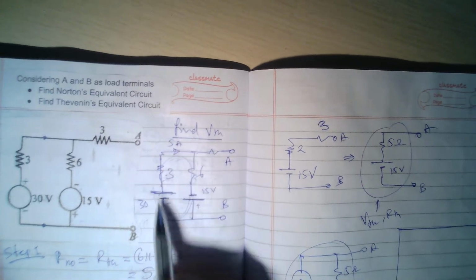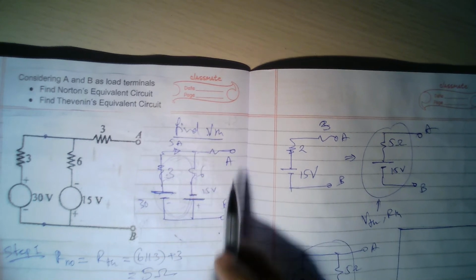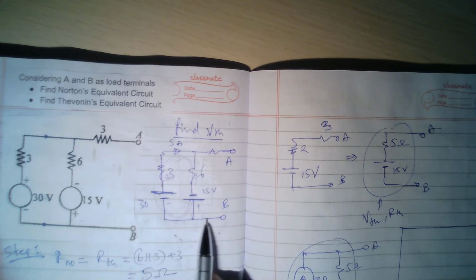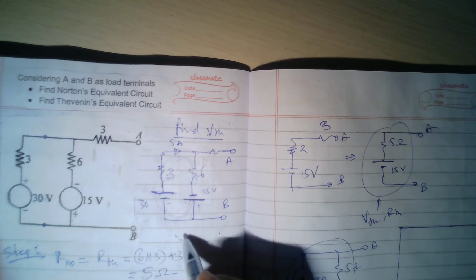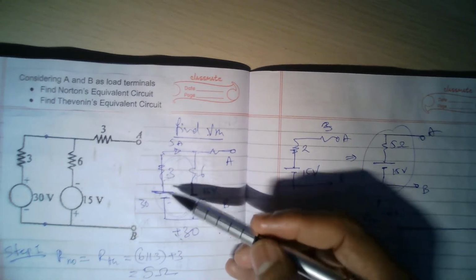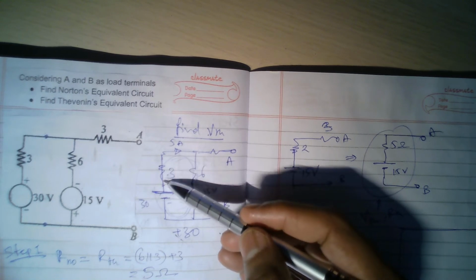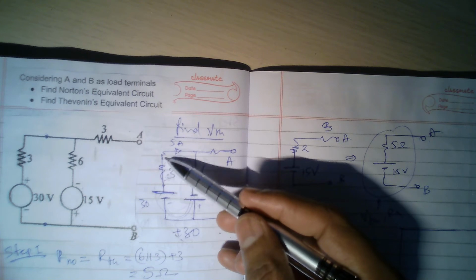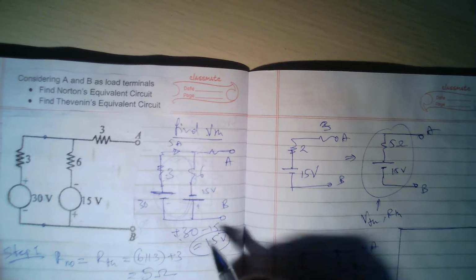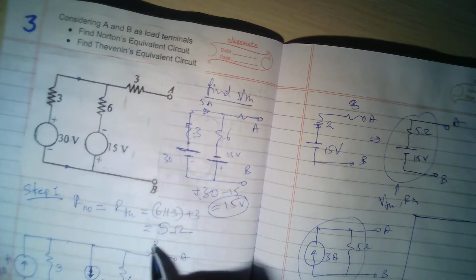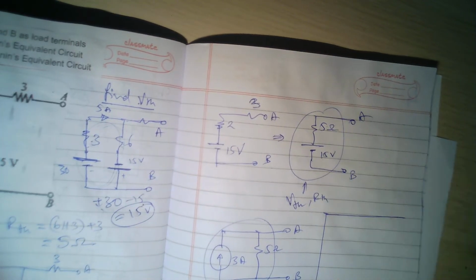Now if 5 amperes current is flowing, how to find VTH? Apply KVL from B to A. I start at B, I increase by 30, so plus 30, then from here 5 into 3, 15 volts, I am decreasing because I am going in the same direction as the current, so minus 15, so I get 15 volts as the Thevenin's voltage. Thevenin's resistance I have, so that is exactly what we also got, 15 by 5.